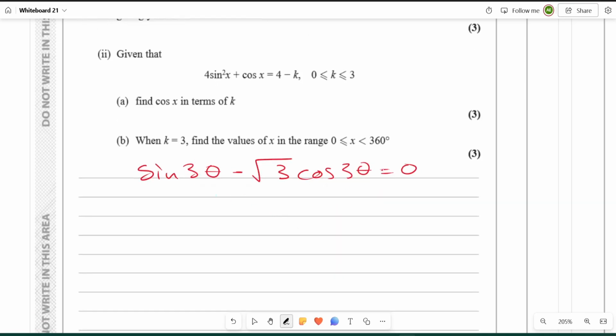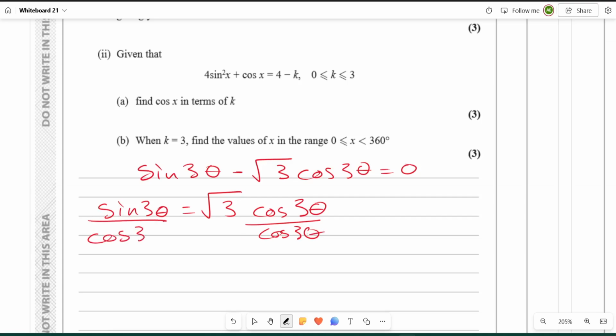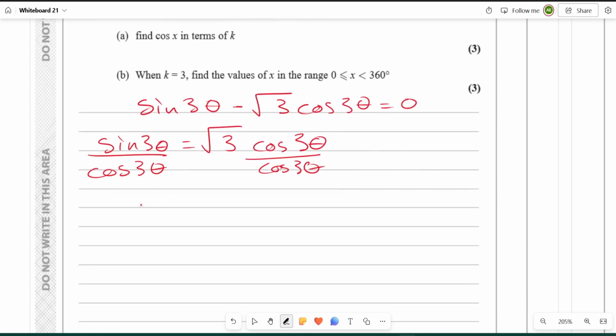I'm glad that they are both 3 theta. That is good. So I'm going to move this to the other side. It's going to become positive. So sine 3 theta equals root 3 cosine 3 theta. If I divide cosine 3 theta from both sides, I'm going to end up with a tan 3 theta on this side, which is what I want. I want everything to be only one trigonometric function in order to solve. So I'm changing everything to tan 3 theta equals root 3. Now I'm very close to having a perfect scenario to solve.